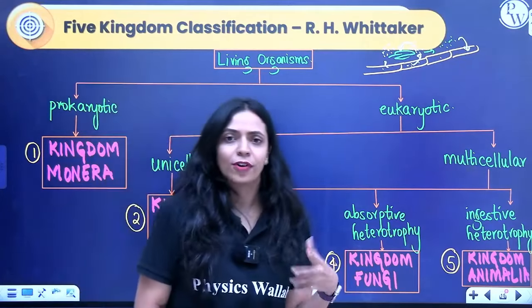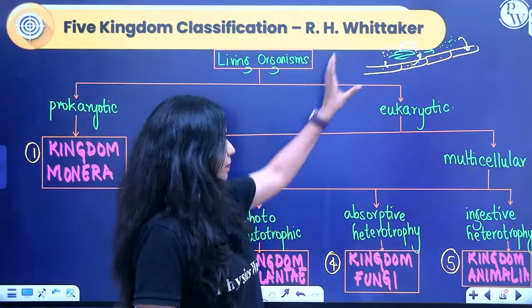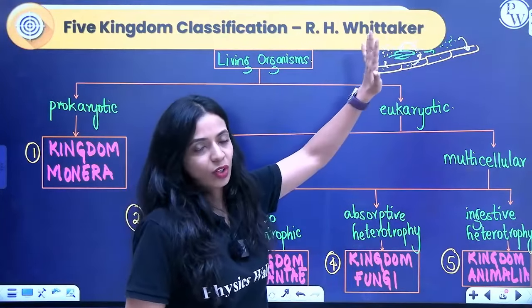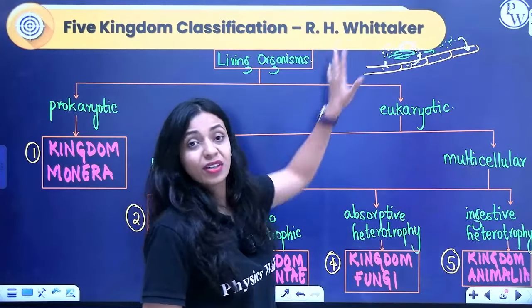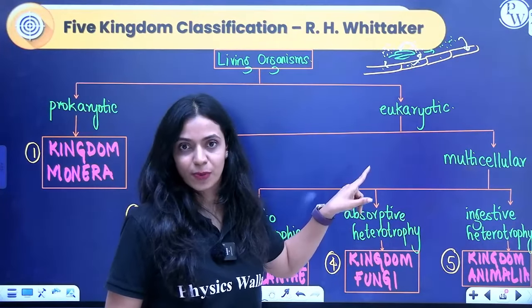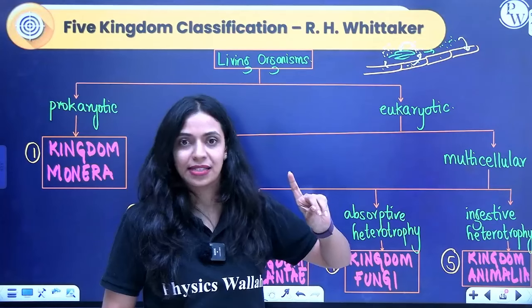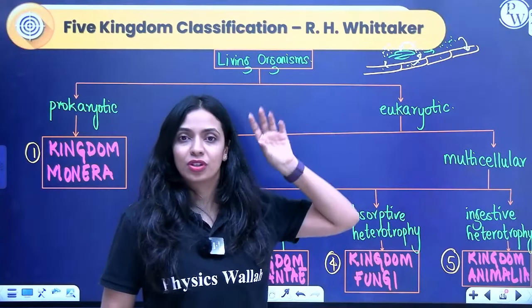Simple molecules are formed, they could be organic or inorganic. More about it as we move on, you'll understand. For now, just remember we are calling this absorptive heterotrophy because they themselves are not capable of synthesizing food. They absorb nutrients from their surroundings.